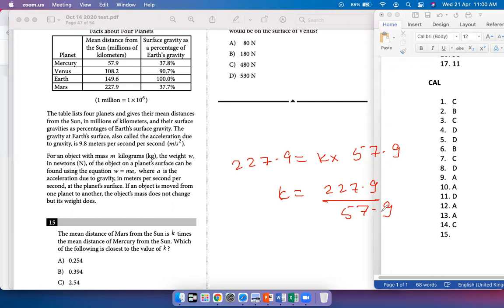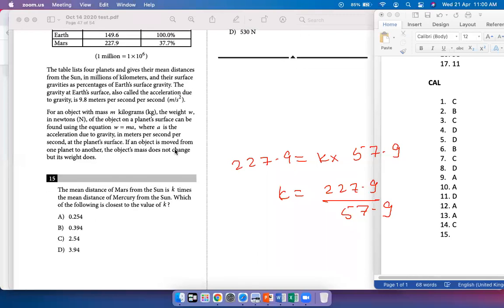227.9 divided by 57.9, which comes to 3.94, right? 3.94. So let's look at our options. Yeah, so that's option D. 15 is D. Okay, let's do the next one.